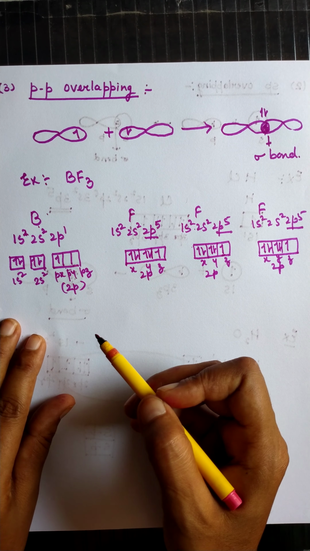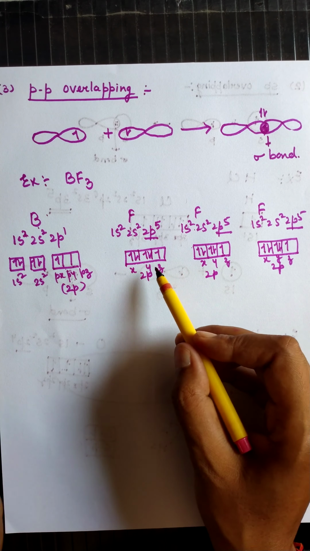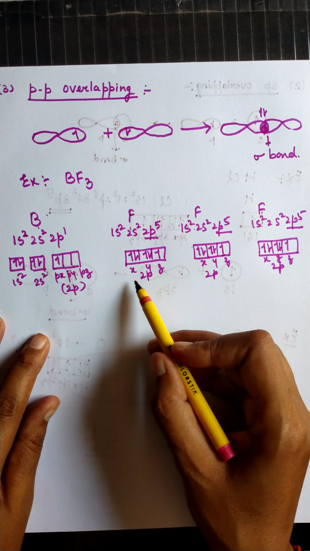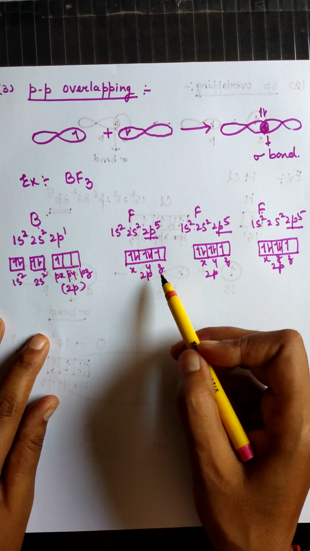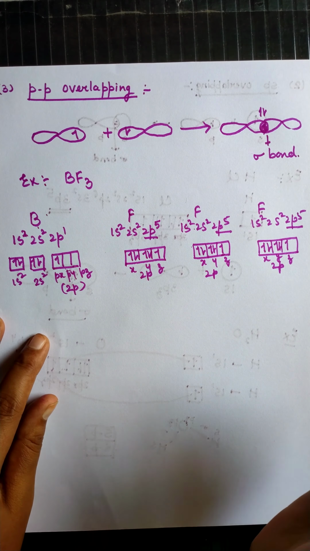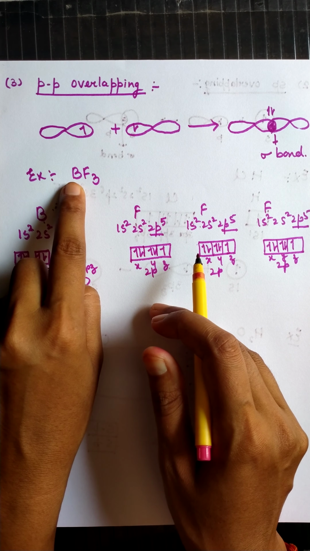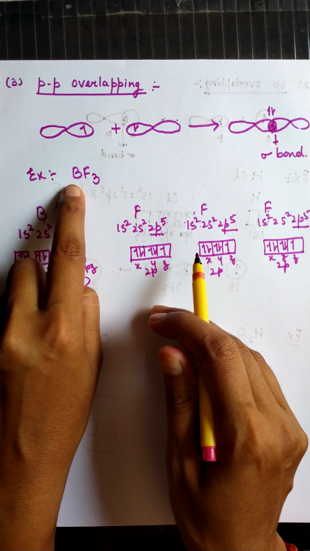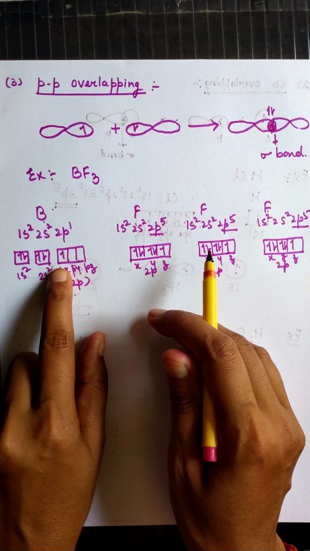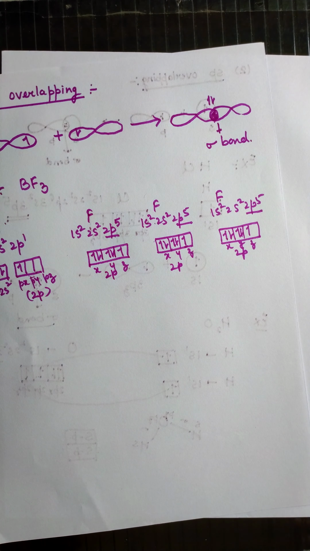That is 2pz. You can change their names also, like 2py, 2px, 2pz, no problem. So here we can see one orbital is free. That means 3 fluorine atoms are ready to overlap with 1 boron to form 3 bonds. But boron has only a single electron in its p orbitals. 3 p orbitals are there, 2 are vacant, and an electron is present in only one of them. So students, 3 fluorine atoms are not able to overlap with a single orbital.